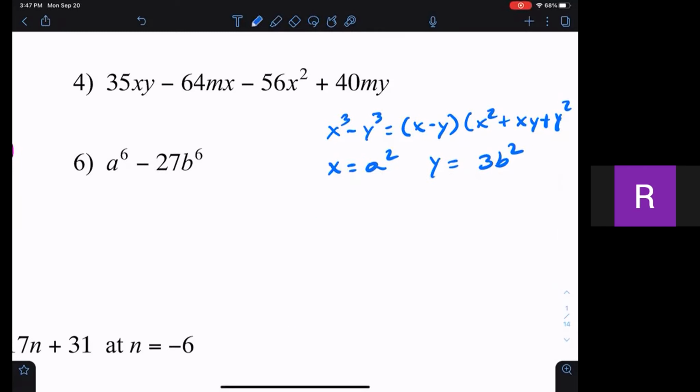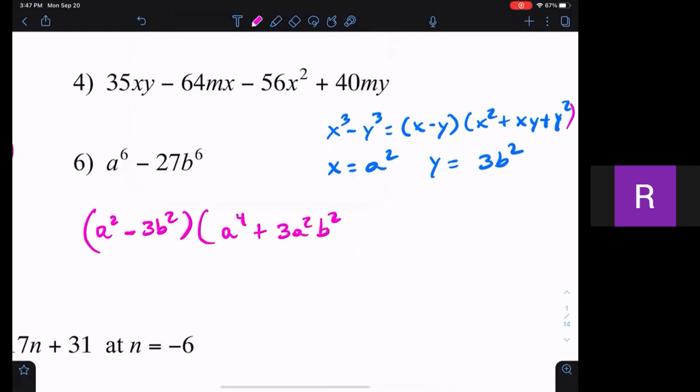Okay, so now let's do this. Okay, so this is a squared minus 3b squared, that's x and y, right? And then we have a to the 4 plus 3a squared b squared plus 9b to the 4. And I cannot do anything else more. Okay, I'm just going to leave it like that. So that's the answer for this problem.